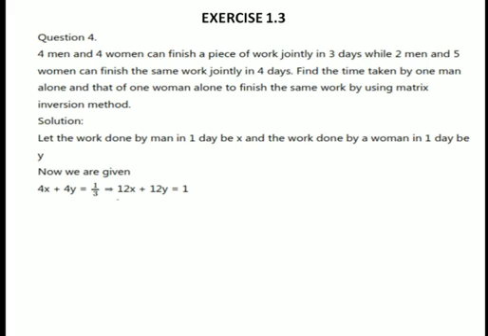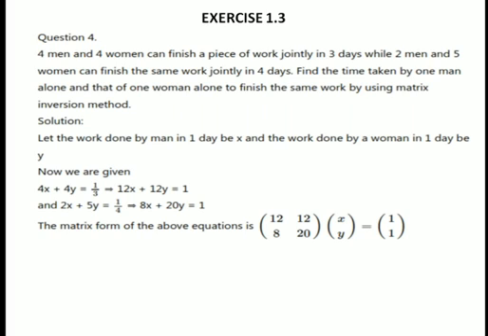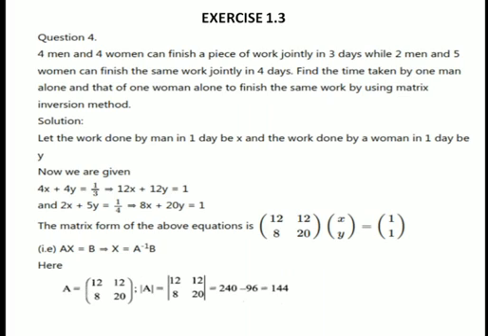Now we are given 4x plus 4y equal to 1 by 3. We multiply by 3: 12x plus 12y equal to 1. Then the equation 2x plus 5y equal to 1 by 4. You multiply by 4: 8x plus 20y equal to 1. Write the matrix form of the above equations separately: AX equal to B, then X equal to A inverse B.